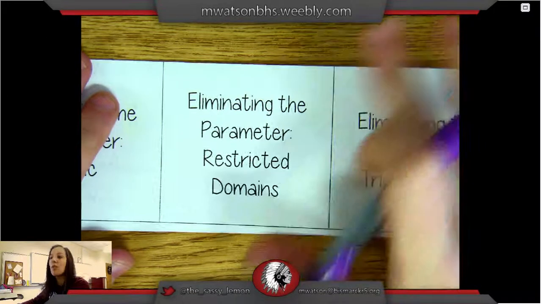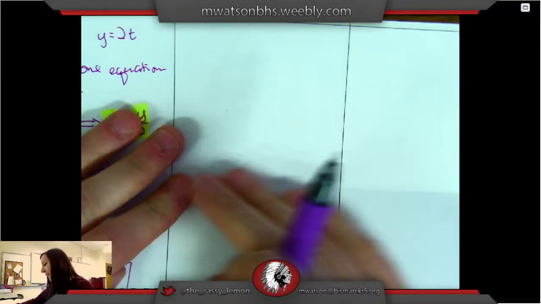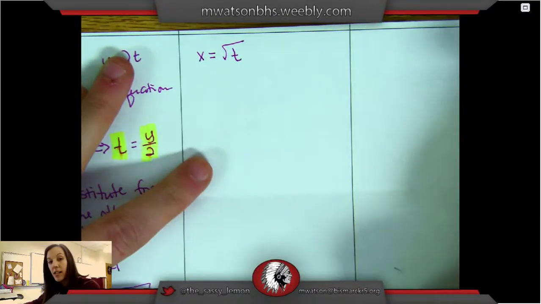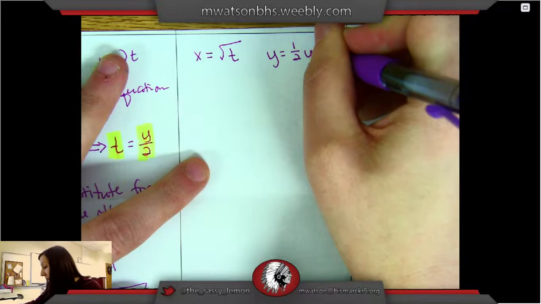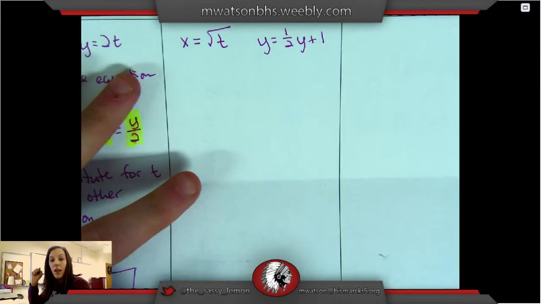So for example, say we have two parametric equations, x equals the square root of t and y equals 1/2 t plus 1. Okay, so now what we're going to do, just like the other one, is we're going to solve one equation for t.